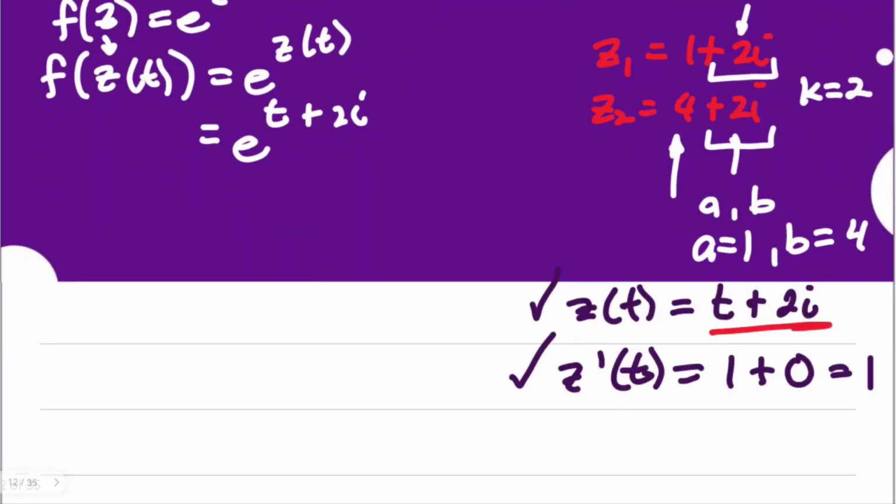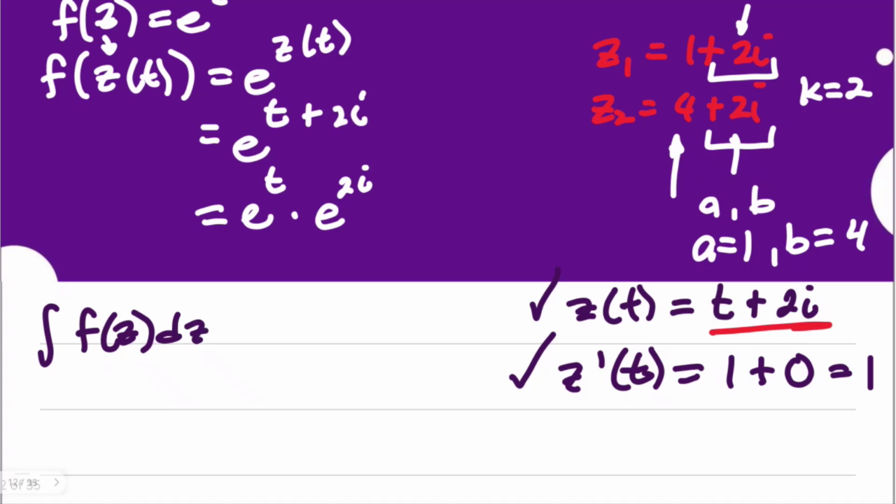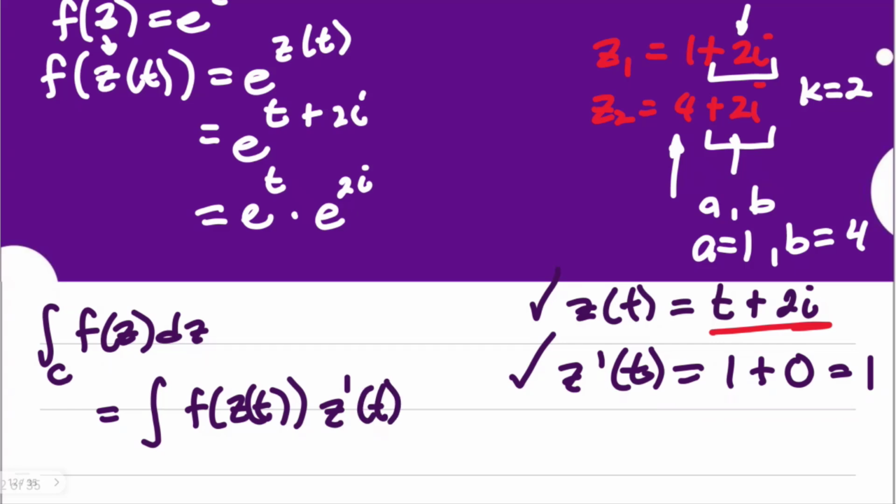Because if we're going to talk about exponents where the exponents are added, you can break that into a product of the same base, e to the power of 2i. We're doing this because later on, as we move into the integral of f of z dz along the path c, in this case a horizontal line segment, which is equivalent to the integral of f of z of t times z prime of t dt, of course from a to b.